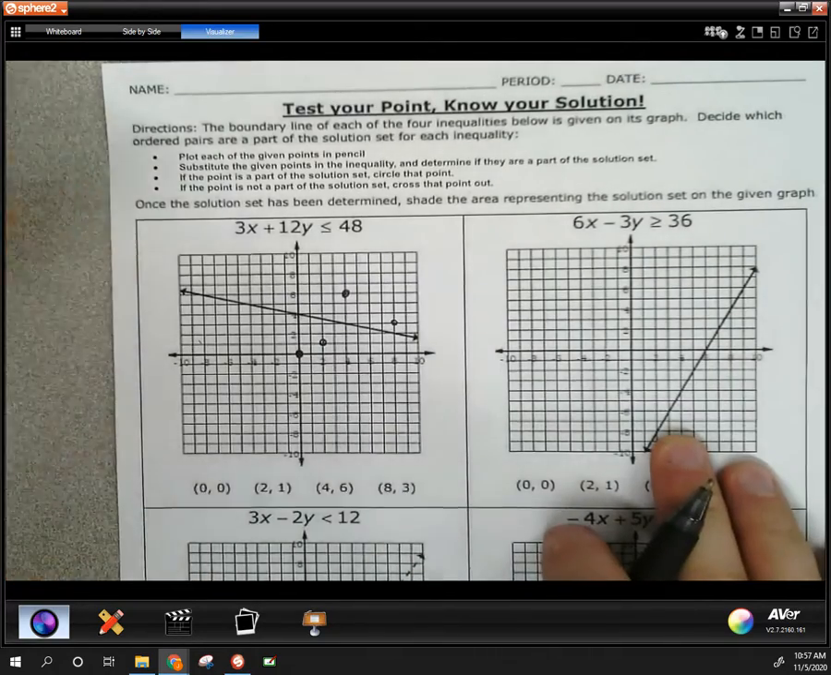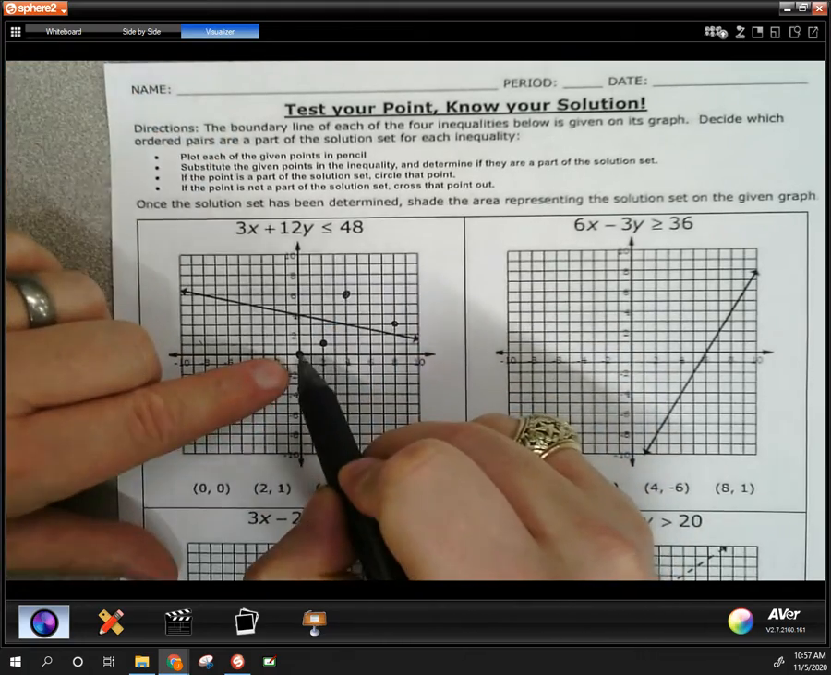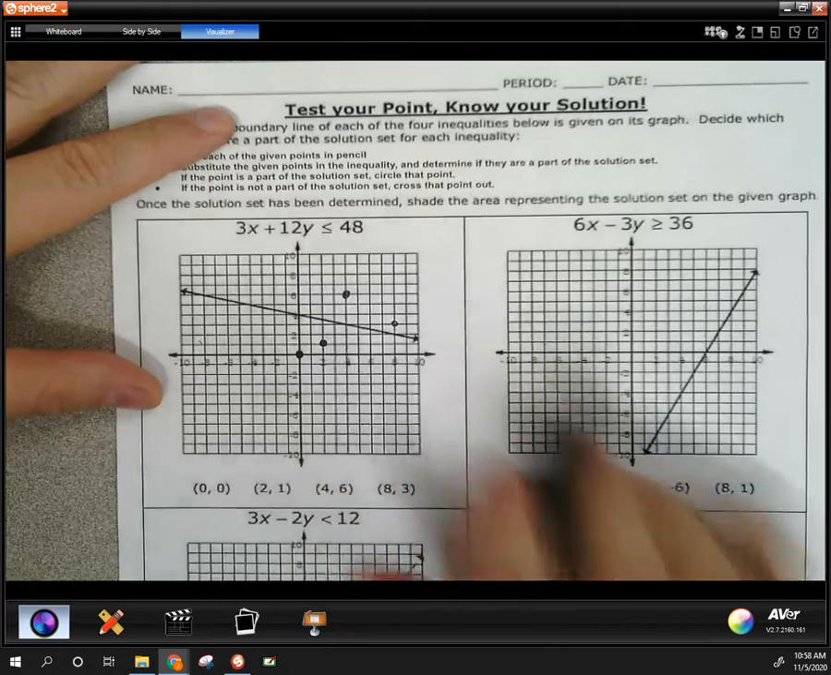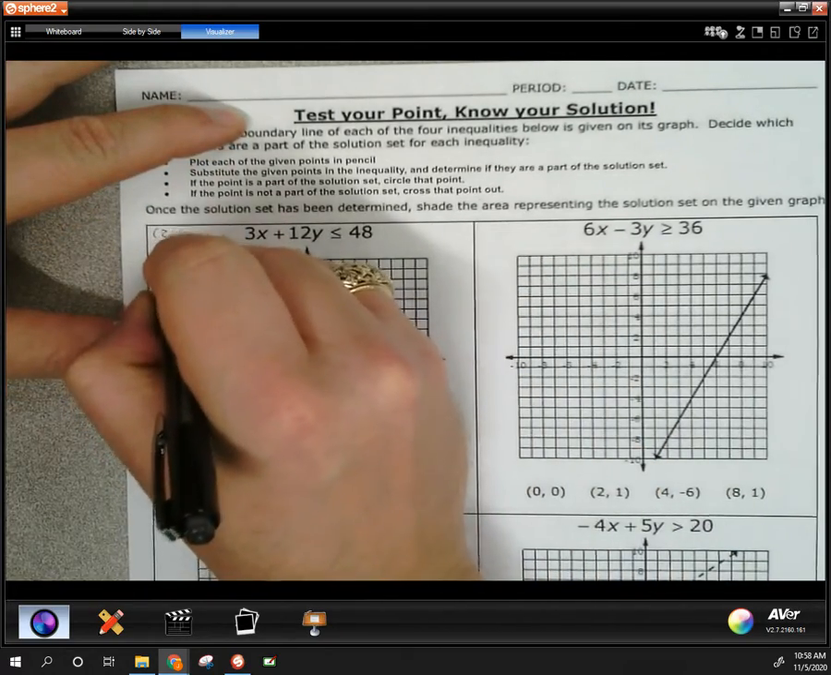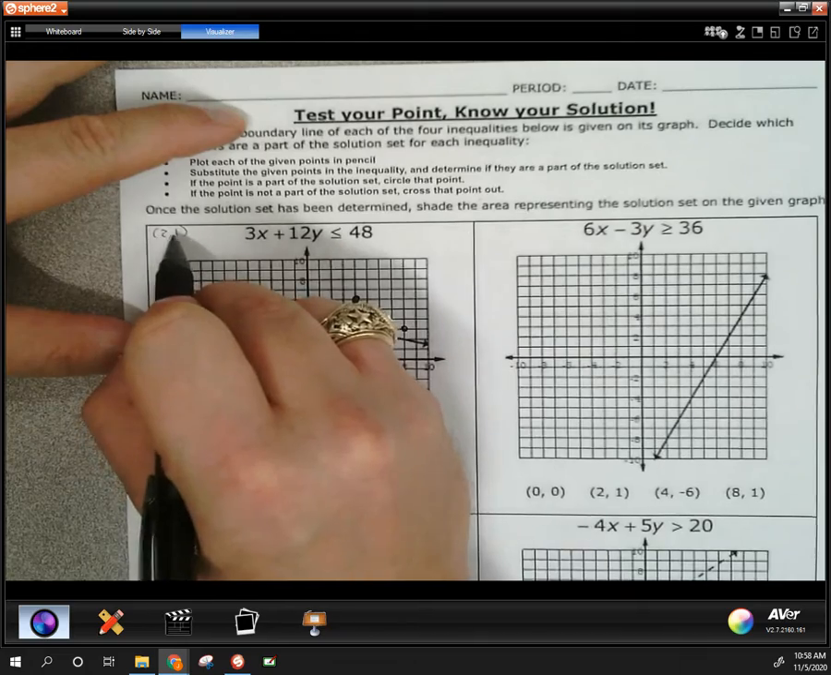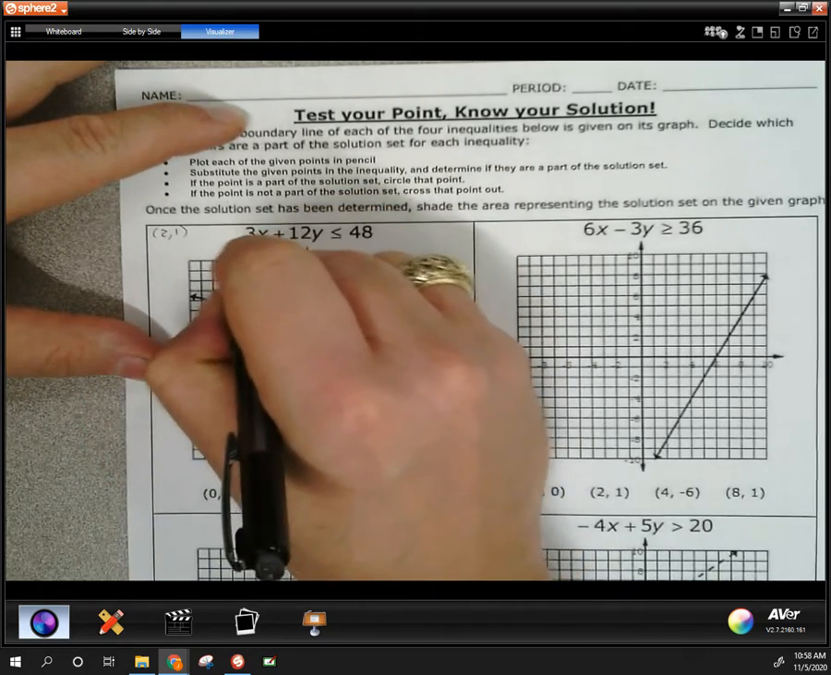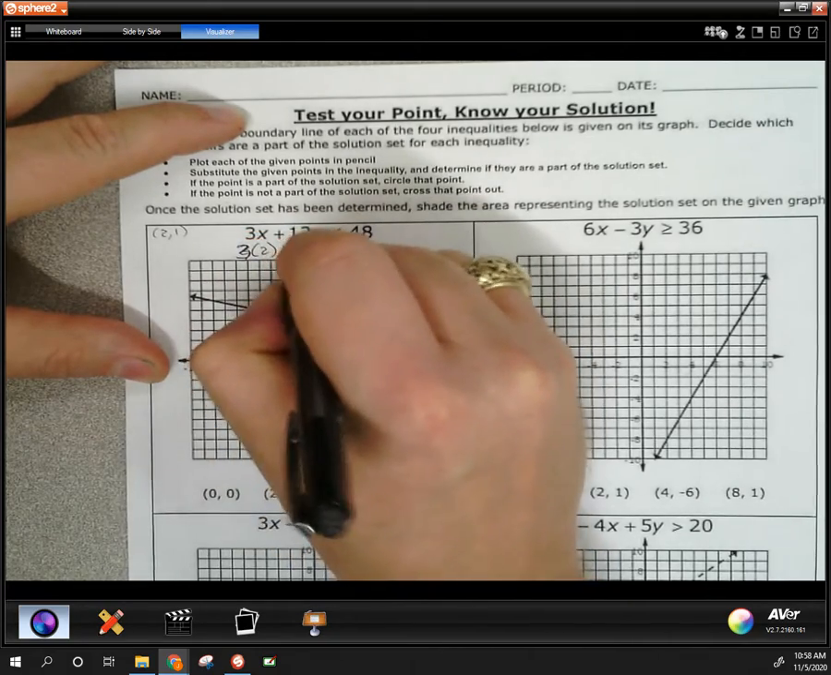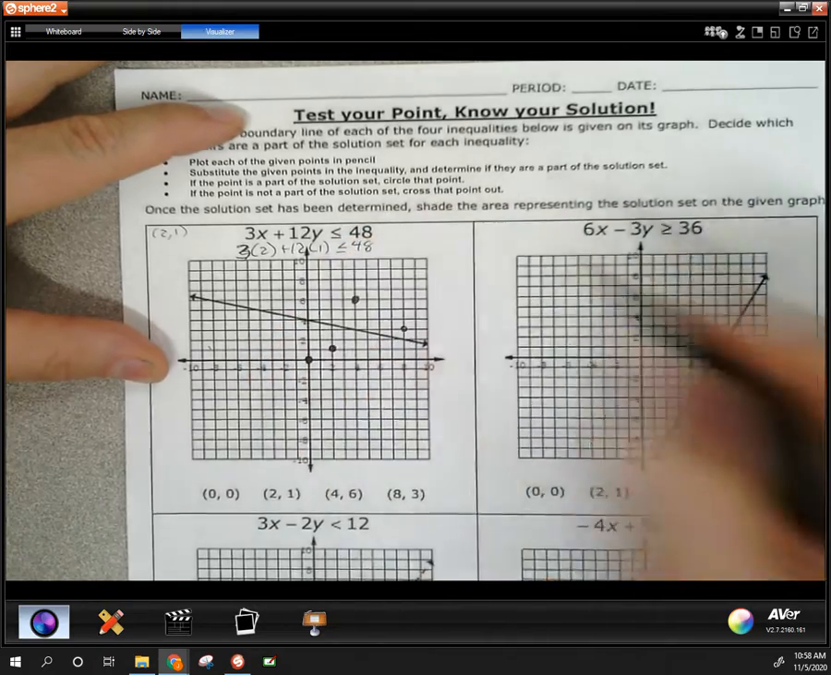Okay. So we're going to take one of these points. Pick one. I'll pick 0, 0. It's easy. Well, no, I'll do 2, 1. It's easy to work with that. And we're going to plug in the point 2, 1. There's your X, there's your Y. We're going to plug it in right here. 3 times 2 for X plus 12 times 1 for Y is less than or equal to 48.